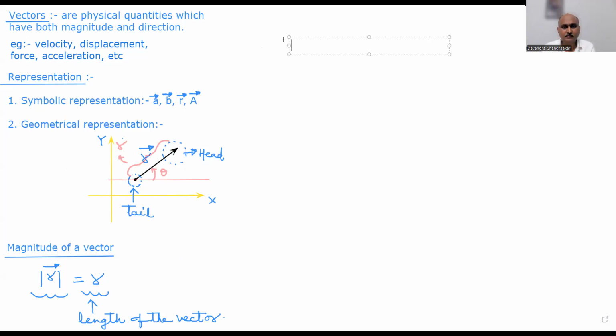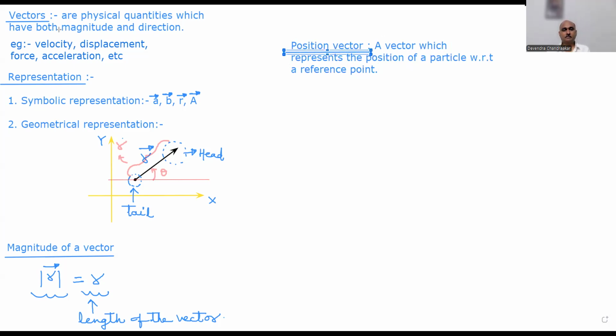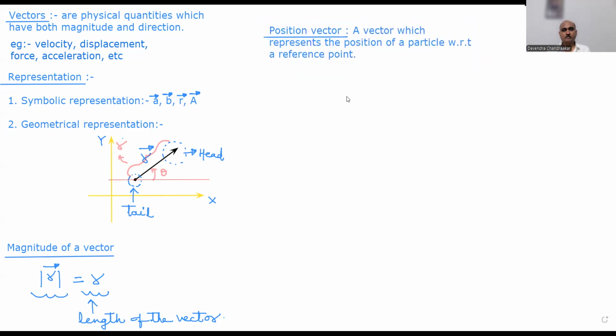Now the next part is, what is a position vector? So a position vector is a vector which represents the position of a particle with respect to a reference point. So a vector which represents the position of a particle with respect to a reference point is called the position vector of the particle. Okay. So for example, I'll just show you how to draw a position vector.